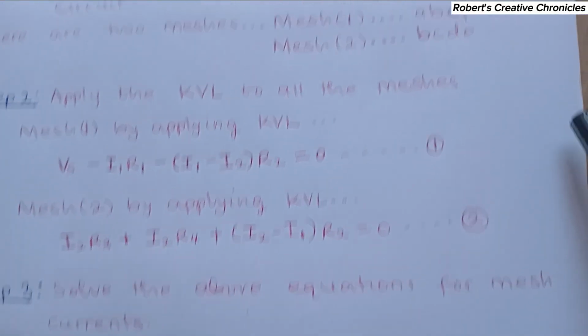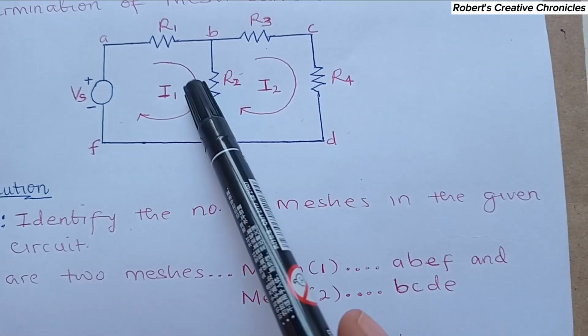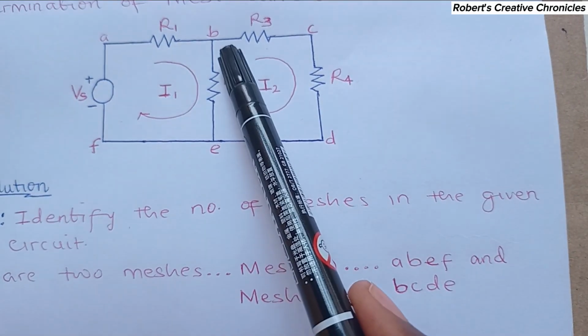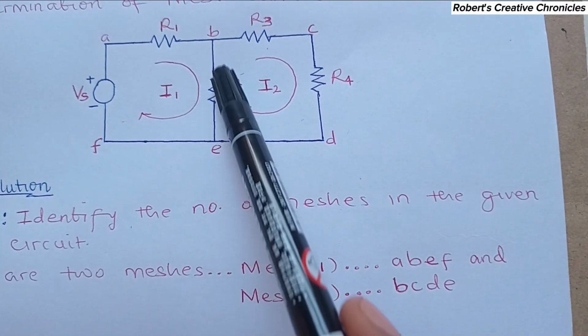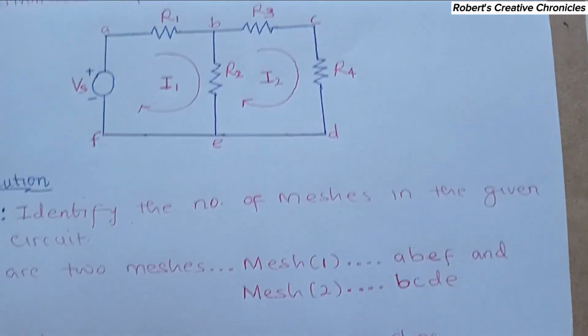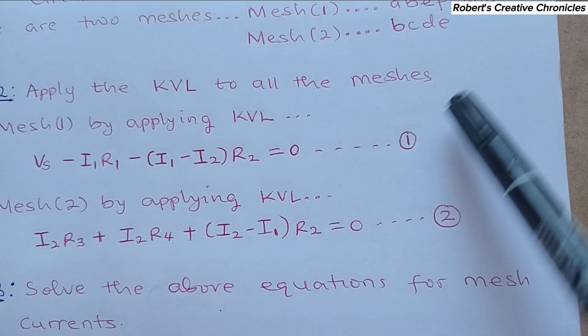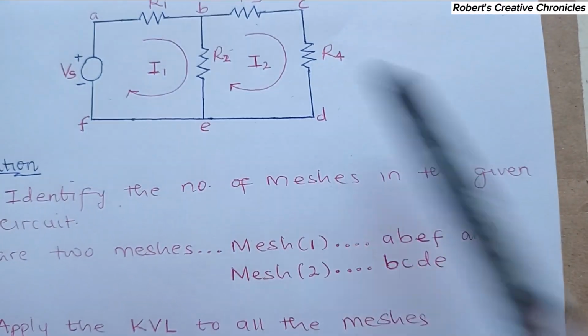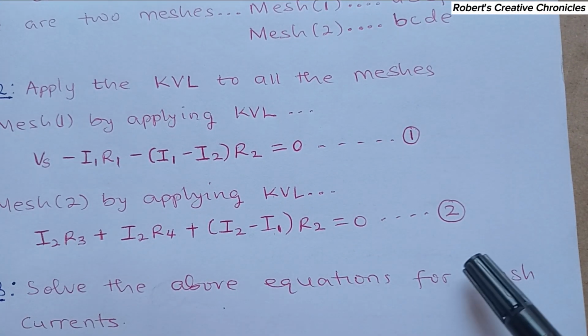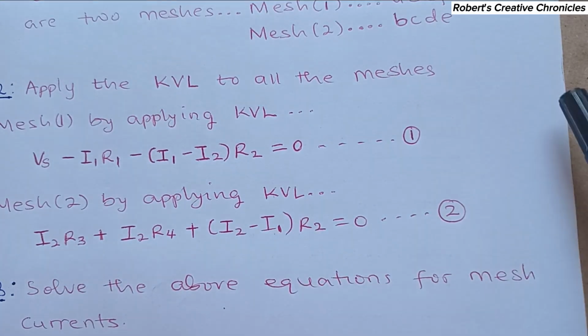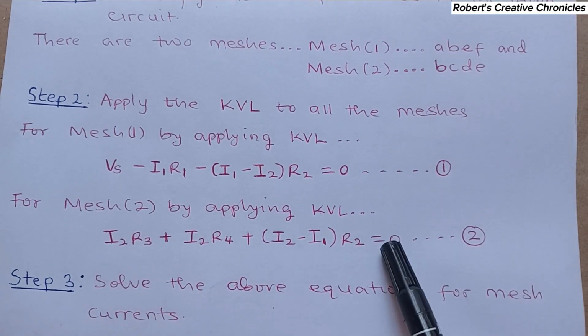Negative I2R4. Then here, since there are two currents, this one will be coming like this through here, and this one will be coming like this through here. So it will be I2 minus I1. It will be negative here, (I2 minus I1) times the resistor R2. Since everything is negative, we multiply by negative to get everything positive. So that's how we got everything here.